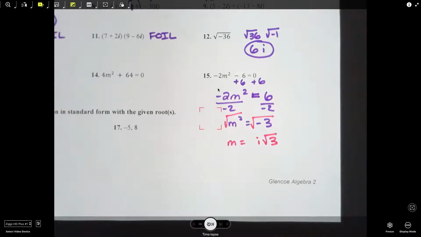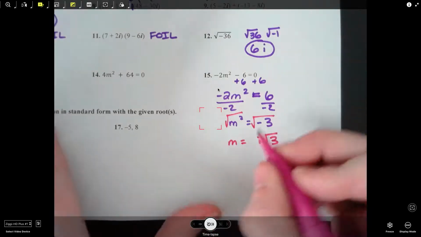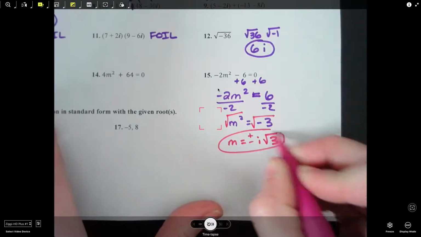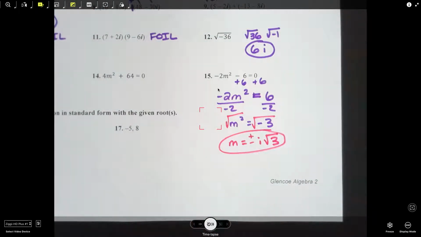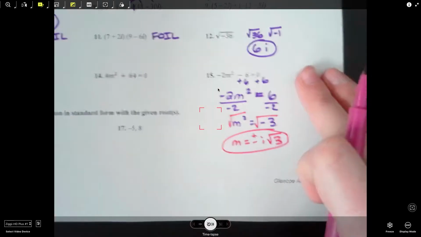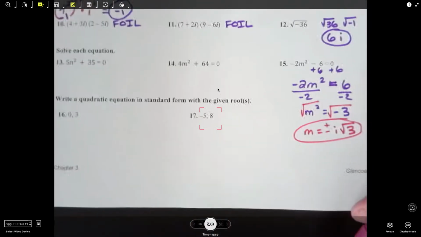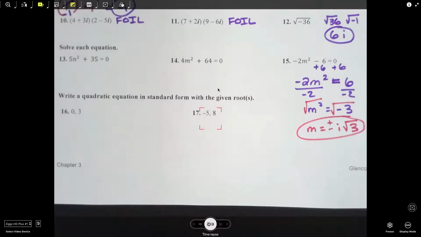I times the square root of 3, and plus and minus. Does that make sense? 3 does not come out nicely, so you just leave it in the square root. And we put the square root there, so it's plus minus. Good? All right, 16, 17.